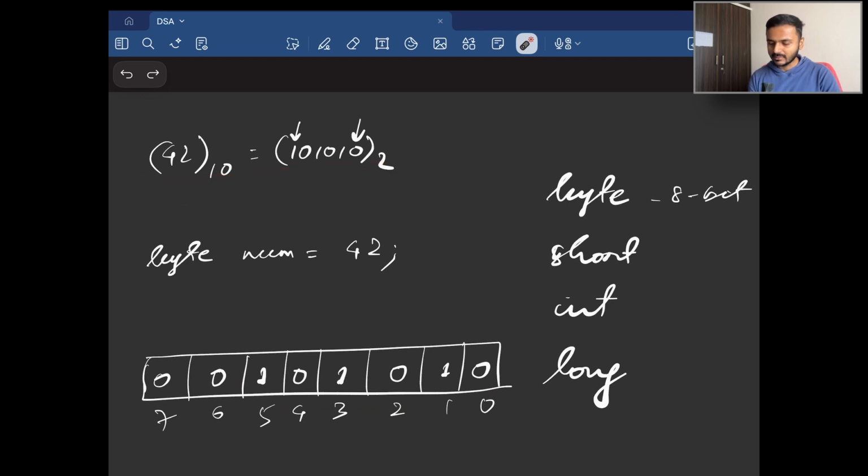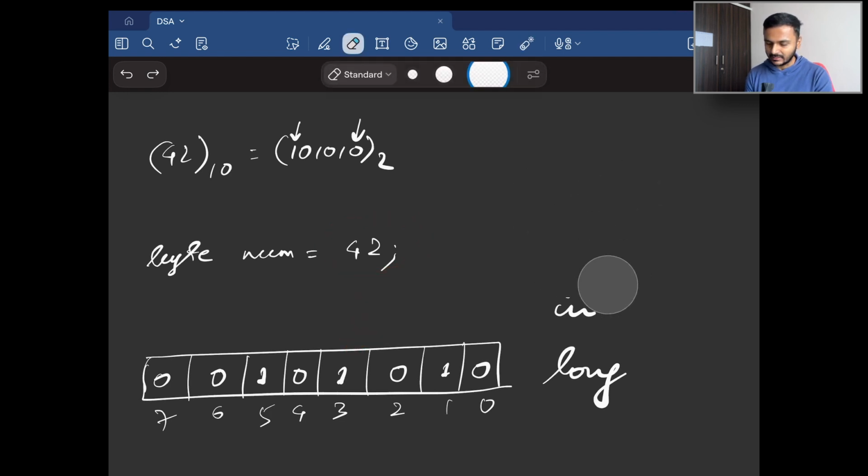So what would have happened is the remaining space, that is 10 over here because we only need 6, and 26 over here because we only need 6 again, and 58 over here would have been unused and we would have padded that with 0. So this is how 42 will look like in the memory.